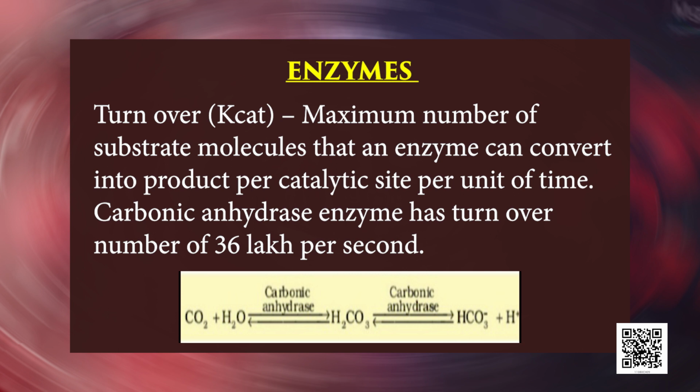This enzyme is present in the RBC. It helps in the transport of carbon dioxide in the form of carbonic acid during respiration. As you can see on the screen, it helps in the joining of carbon dioxide and water to form carbonic acid. High turnover number of enzymes explains their remarkable effectiveness even though they occur in minute quantities in a cell. The higher the turnover number, the more efficient the enzyme is.